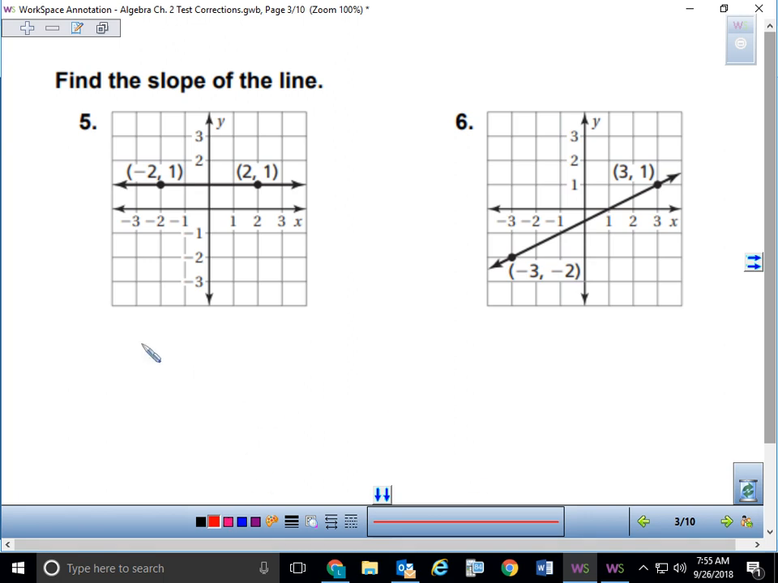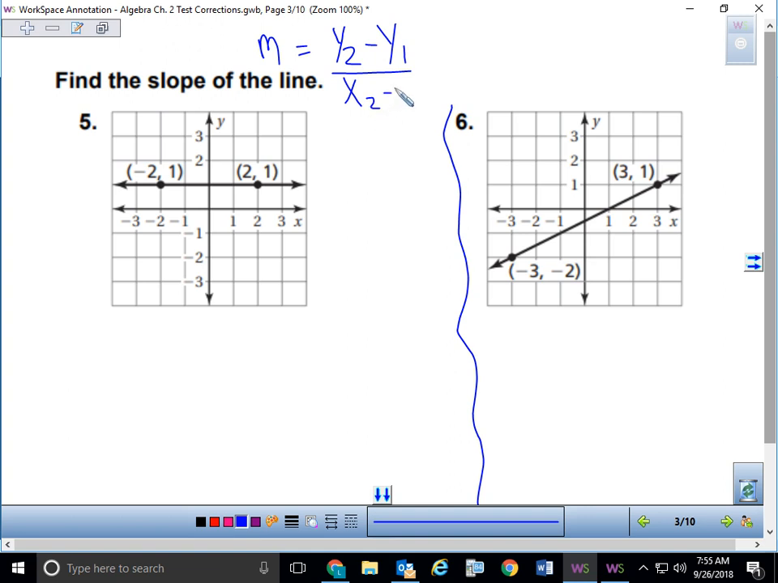Okay, moving on to questions 5 and 6. Again, directions are the same. A little squiggle line. Now, because you have graphs, many of you like to use the triangle method, which is fine. Others use the slope, which is, again, also fine. I'll show you both. So our slope formula, m equals y2 minus y1 over x2 minus x1. Remember, it doesn't matter which point you decide to be your first one and which one's your second. You just have to be consistent.